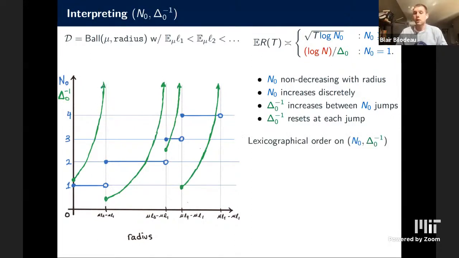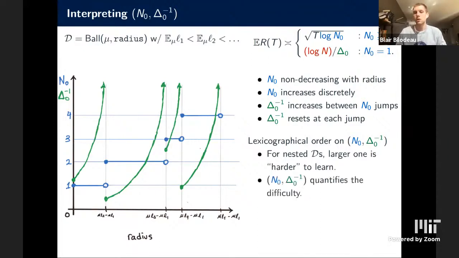So we have a lexicographical order over the number of effective experts and inverse stochastic gap, by which I mean for these sets D, if they are nested, one has a larger radius, then it's going to be harder to learn. And so that means that N0 and 1 over delta 0 is quantifying the difficulty of learning data. So that was one of our stated goals of what these quantities should do.